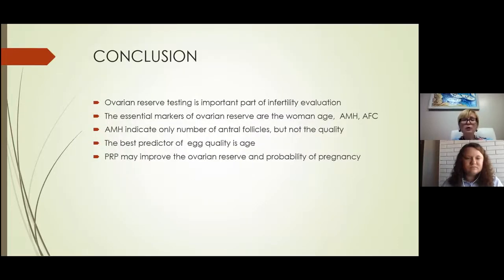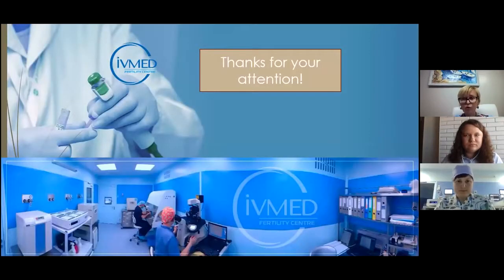So as a conclusion, we can say that ovarian reserve testing is a very important part of our infertility evaluation. The essential markers of ovarian reserve are the woman's age, AMH, and antral follicle count. AMH indicates only the number of antral follicles, but we cannot predict the quality of eggs with AMH. The best predictor of egg quality is age, and PRP therapy may improve the ovarian reserve and probability of pregnancy. Thank you for your kind attention, and I will be happy to answer all your questions.